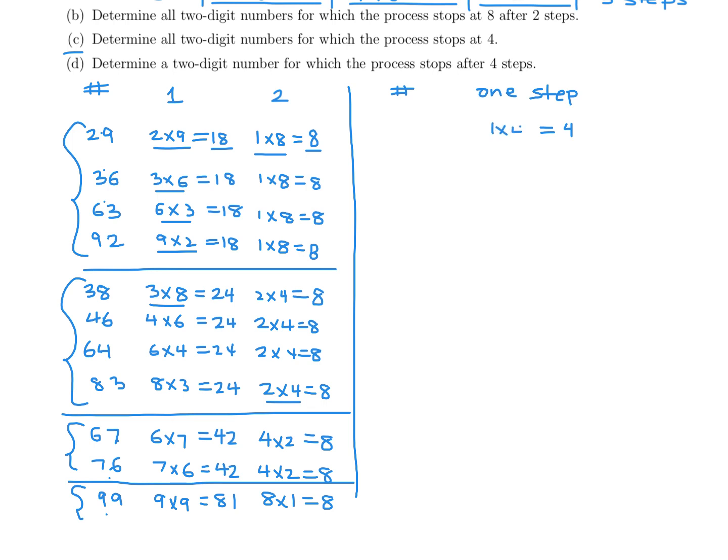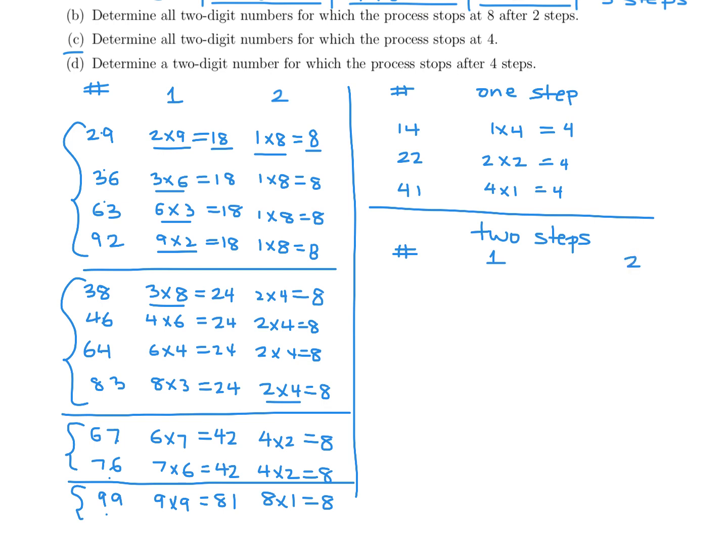So I'm thinking like 1 times 4, which would be 14, or 2 times 2, which would be 22, or 4 times 1, which would be 41. These would be examples of this system stopping at 4 after one step. So now let's graduate to 2 steps. Now we have our initial number, we have step number 1, and then we have step number 2. And the end result is still 4, but this time it's obtained after 2 steps.